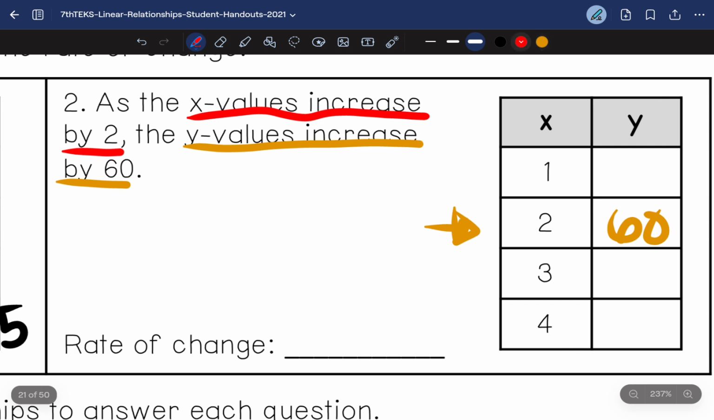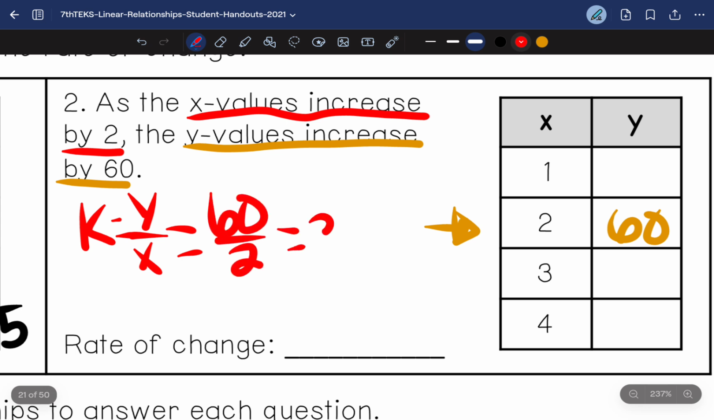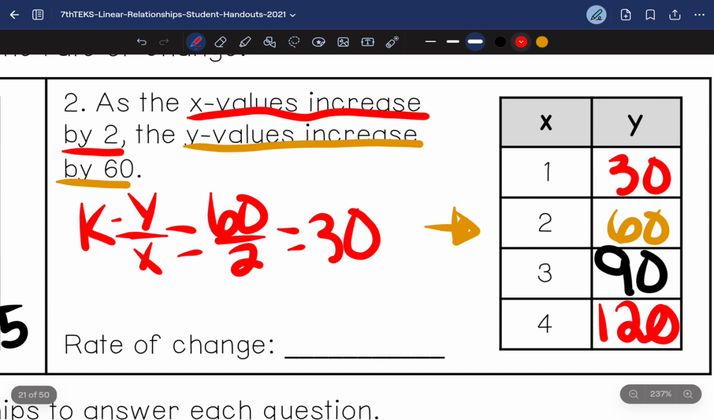And I'm going to think to myself, K equals Y over X. So I'm going to do 60 over 2, which equals 30. So that tells me the rate of change, or constant of proportionality, is 30. So when X is 1, Y should be 30. And now I'm going to think to myself, 30 times 3 is 90. And then that last value should be 120. So the rate of change, 30.